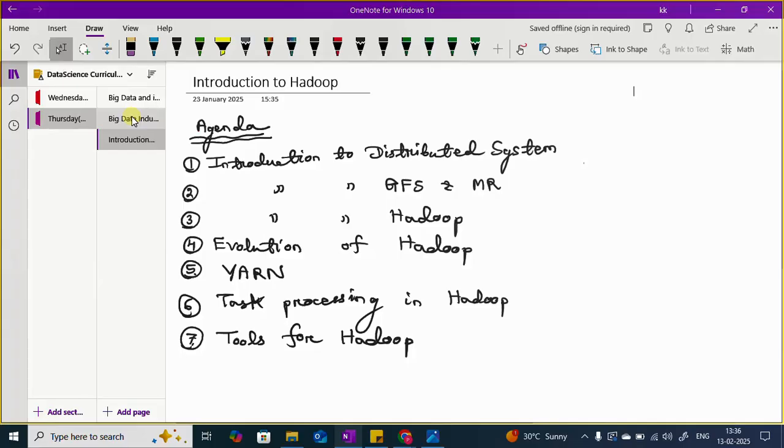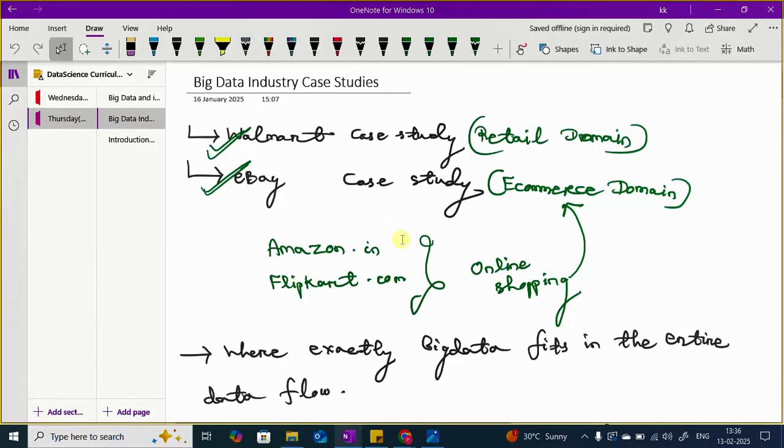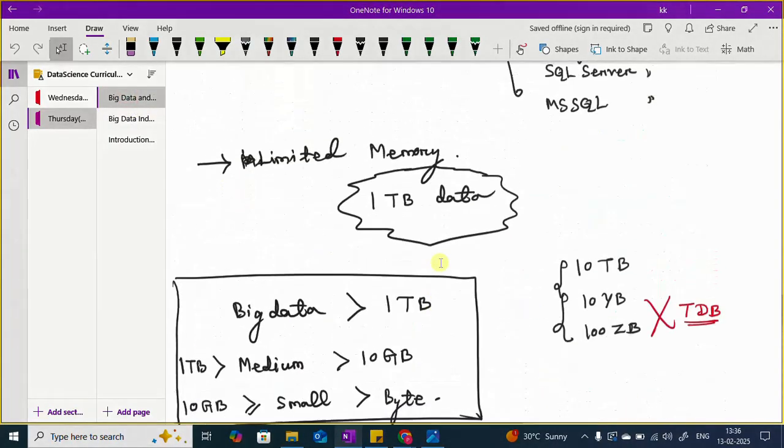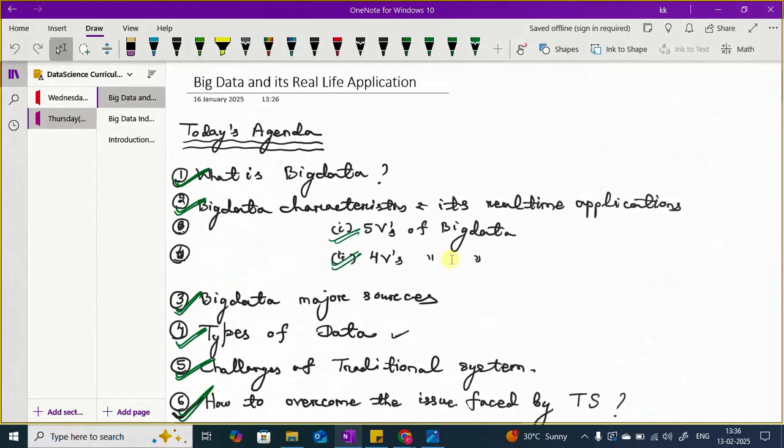So far we have already completed, I mean, before the last class, the different big data industry case studies, and before that we had started with the ecosystem of big data. What is big data? Big data characteristics and its real time applications. What are the five V's they introduced? Then at a later point of time, how scientists reduced from 5 V's to 4 V's of big data.